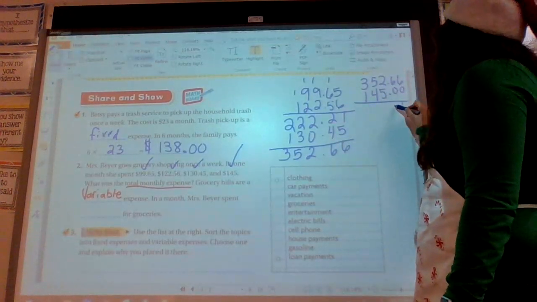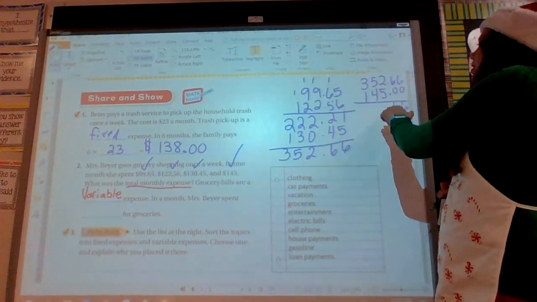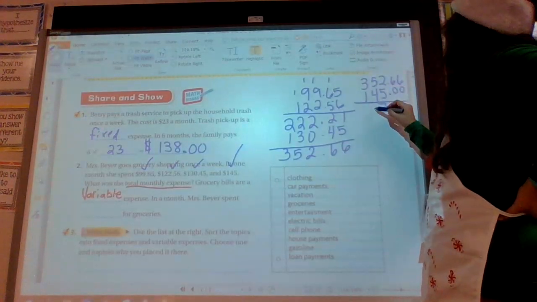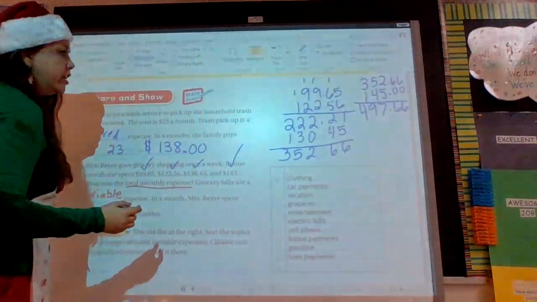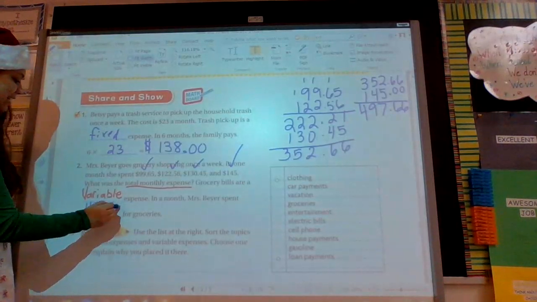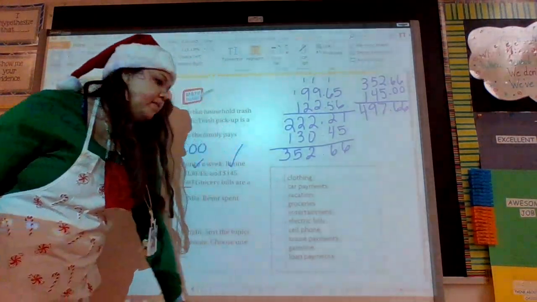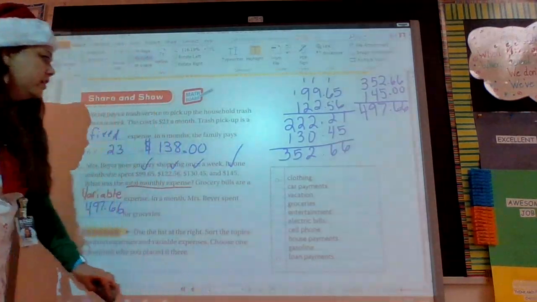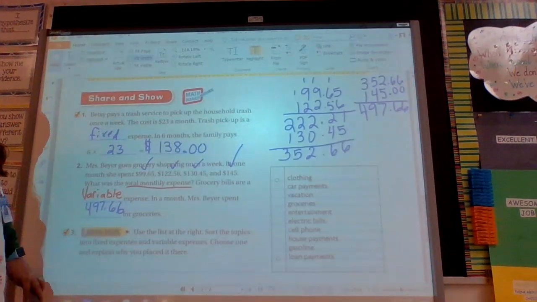So when I add this, I better line my decimals up right here, friends, or my answer is going to be wrong, okay? 6 plus 0 is 6. 5 plus 2 is 7. 5 plus 4 is 9, and 3 plus 1 is 4. So we get $497.66 is how much she spent for groceries, and that's a variable expense because it varies. Okay. Now, if you need to pause this video to get any of this copied down, you go ahead.